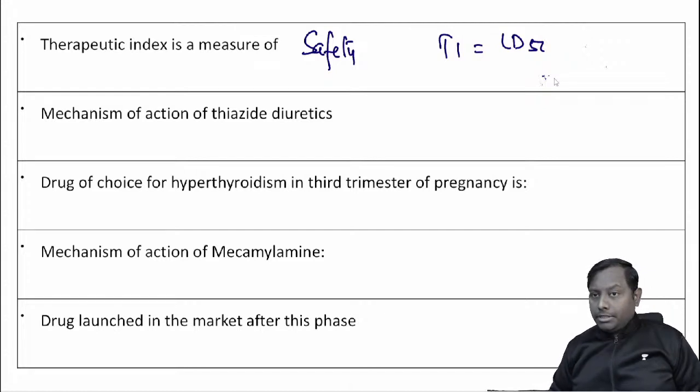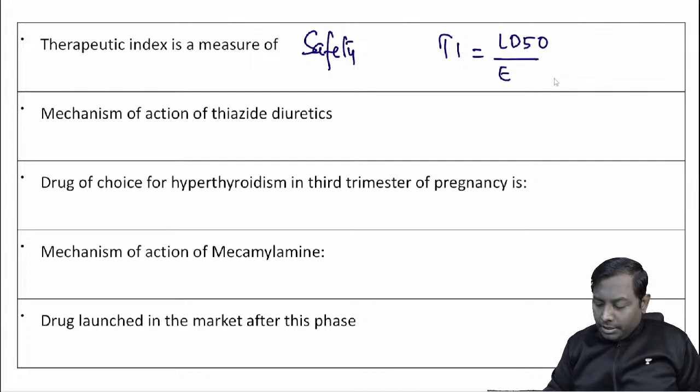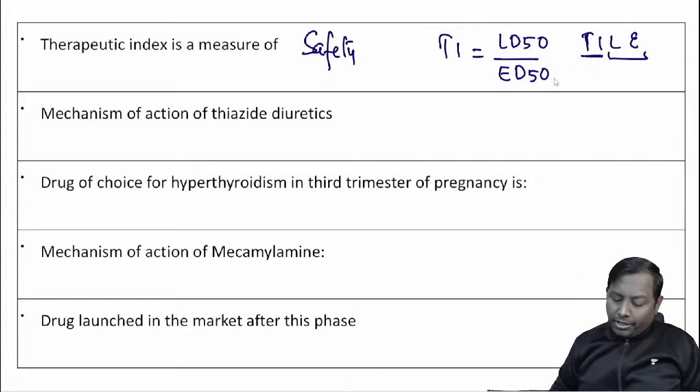ठीक है, और experimental animals. LD50 divided by the ED50. Therapeutic index is equal to LD50 divided by the ED50. Simple mnemonic will be TILE, T-I-L-E. Therapeutic index is equal to lethal by effective dose.